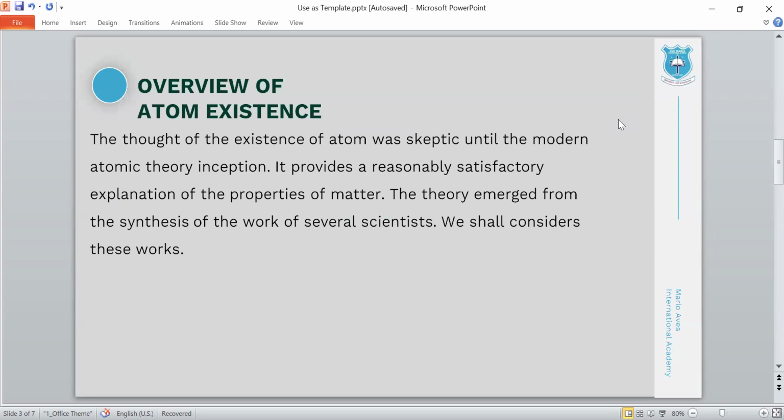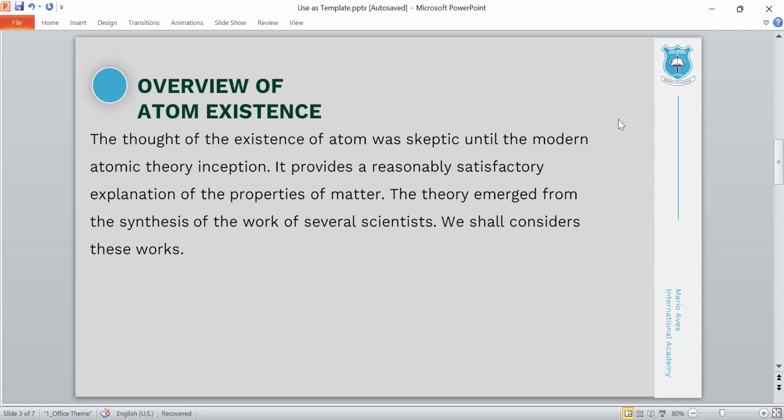The thought of the existence of atom was skeptic until the modern atomic theory inception. It provides a reasonably satisfactory explanation of the properties of matter. The theory emerged from the synthesis of the work of several scientists. We shall consider these works in our study. This is just telling us that it was like the dark age.